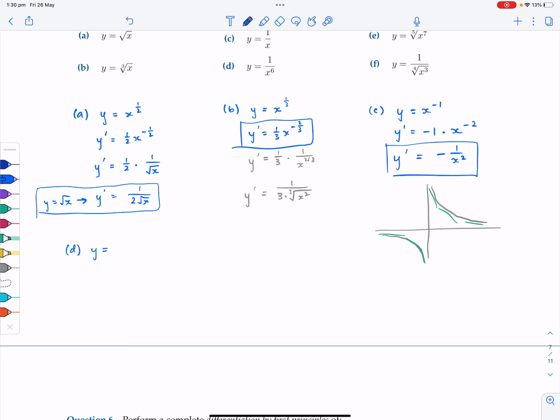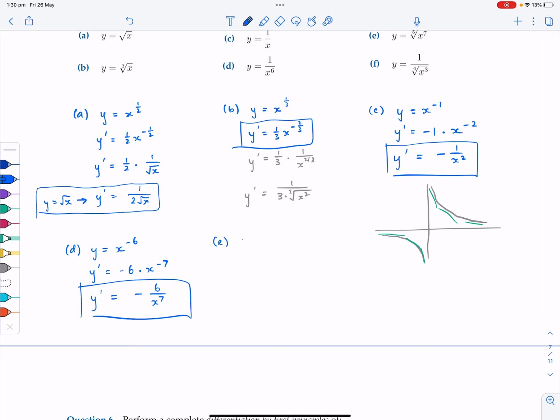Y equals 1 over x to the 6. Well, that can be written as y equals x to the negative 6. So y dash is negative 6 times x to the negative 7. So that's negative 6 over x to the 7. Okay, so I won't bother drawing a graph and all that, but that's easy to obtain.